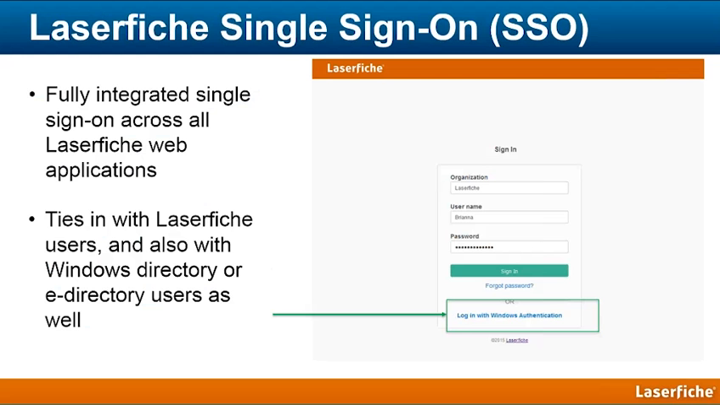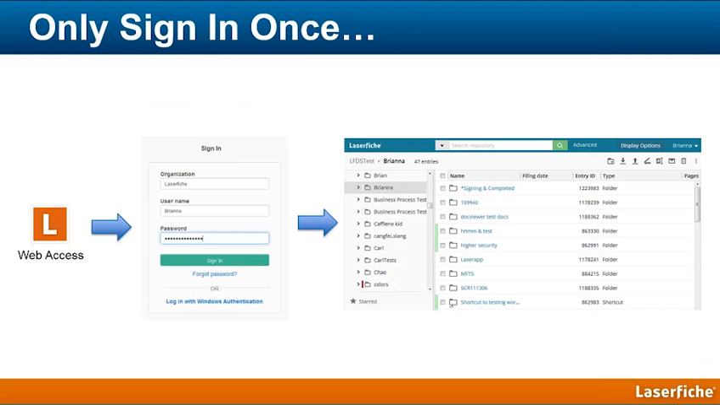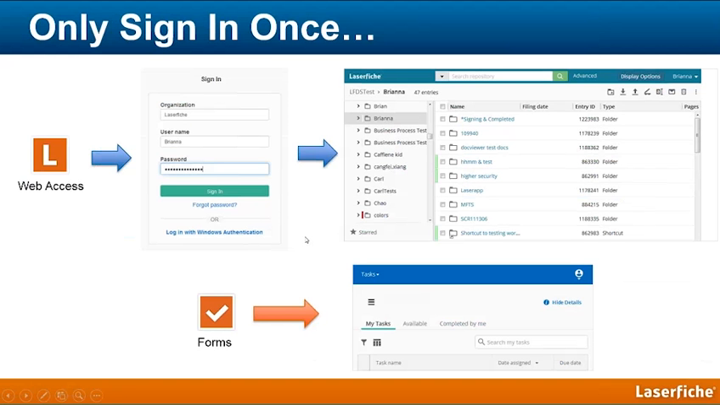By clicking the Login with Windows Authentication link, you will be automatically signed in through Windows Authentication without having to provide any user or password information. Very convenient. So having signed in through the Laserfiche directory server, you are now authenticated for all Laserfiche applications. In this case, we're prompted to sign in when we're trying to get into Web Access. Having done so, we won't be prompted to sign in again if we want to go to Forms. It already knows who we are.